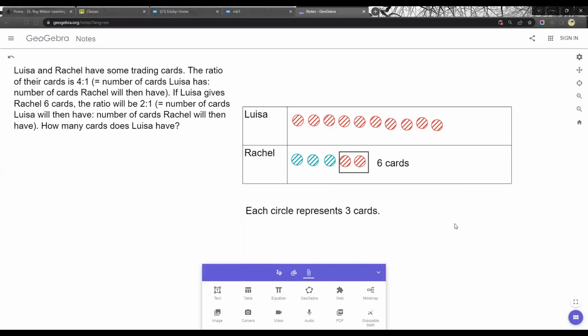All right, now we can figure out how many cards Luisa has. Remember, the second ratio is only a scenario. So that means originally Luisa still has 4 times as many as Rachel. So she still has all 12 circles. We know that each circle represents 3 cards. So that means Luisa must have 12 times 3 equals 36. Luisa has 36 cards, which is the answer to our question. Right, so there we have it.